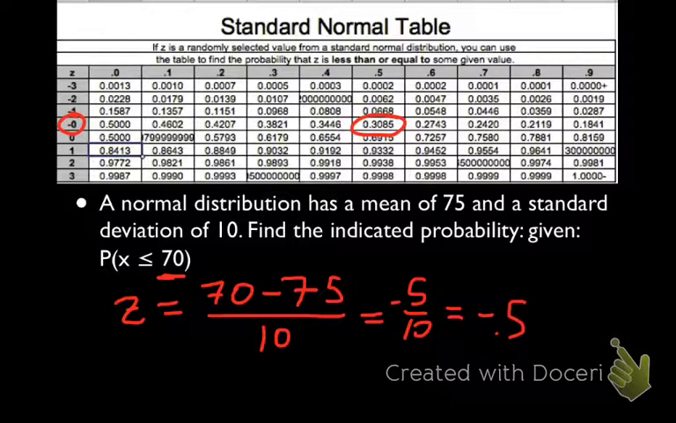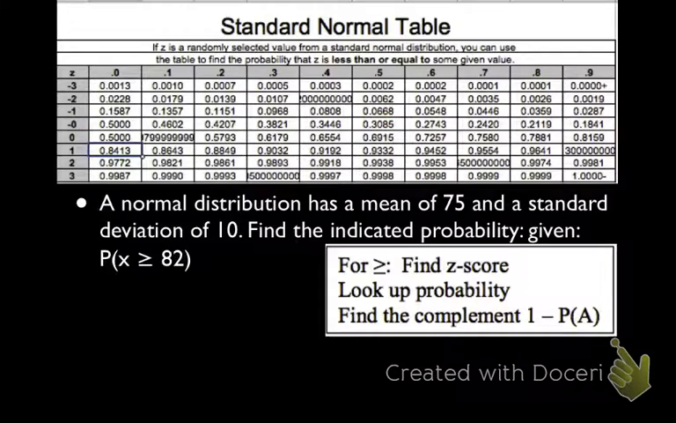So my probability that x is less than or equal to 70, the probability that actually happens is 0.3085. This is the exact same data as before. I've got a mean of 75 and standard deviation of 10. Don't recopy that down. The only thing that's changed is now I want to know the probability that x is greater than or equal to 82.